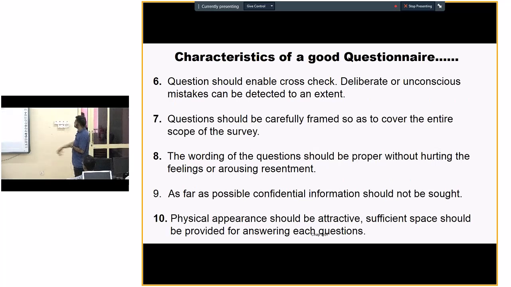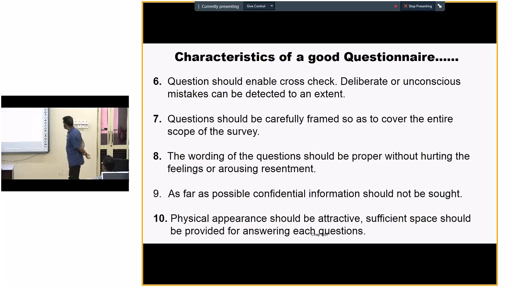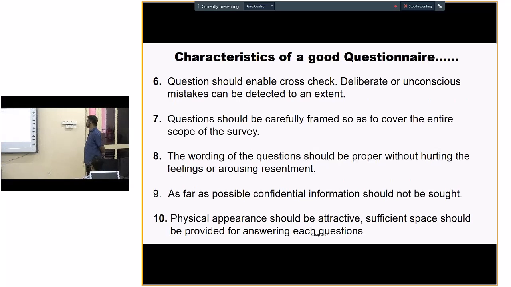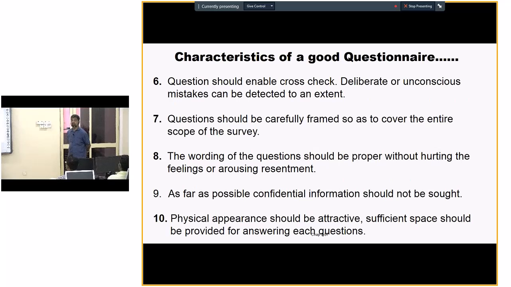Right. Now the seventh one, questions should be carefully framed so as to cover the entire scope of the survey. When we are writing our proposal, we have a scope and objectives, and we have to cover all of them through this questionnaire, right? Then after collecting that data, when we are writing, sometimes we may need some other information. We cannot do that. We already conducted that sample survey, right?